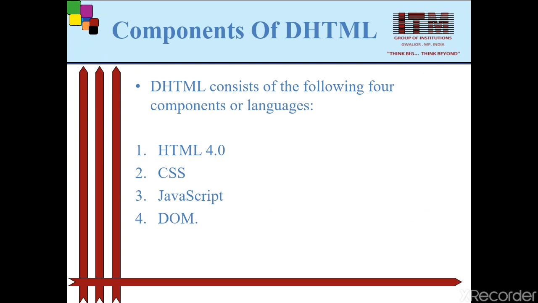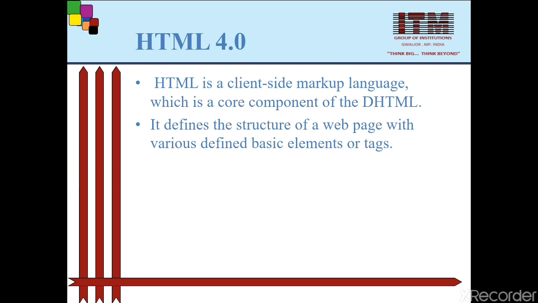So there are basic components of DHTML. Basically, it consists of 4 components or languages. First, HTML. Second, CSS, cascading style sheet. Third, JavaScript. And fourth, DOM, document object model. So first, we will discuss the basic meaning of HTML.